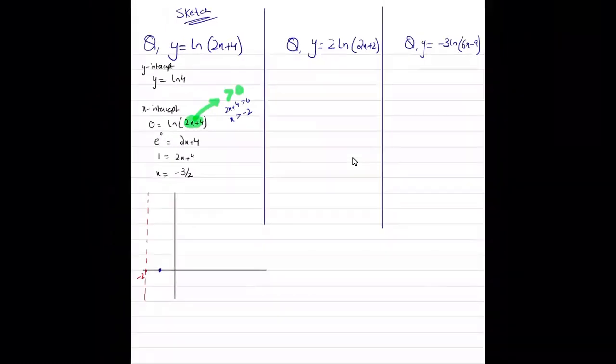And how will the graph look? The graph is going to look something like this. Agreed? So this is minus 1.5, and this value is going to be ln 4. Okay?